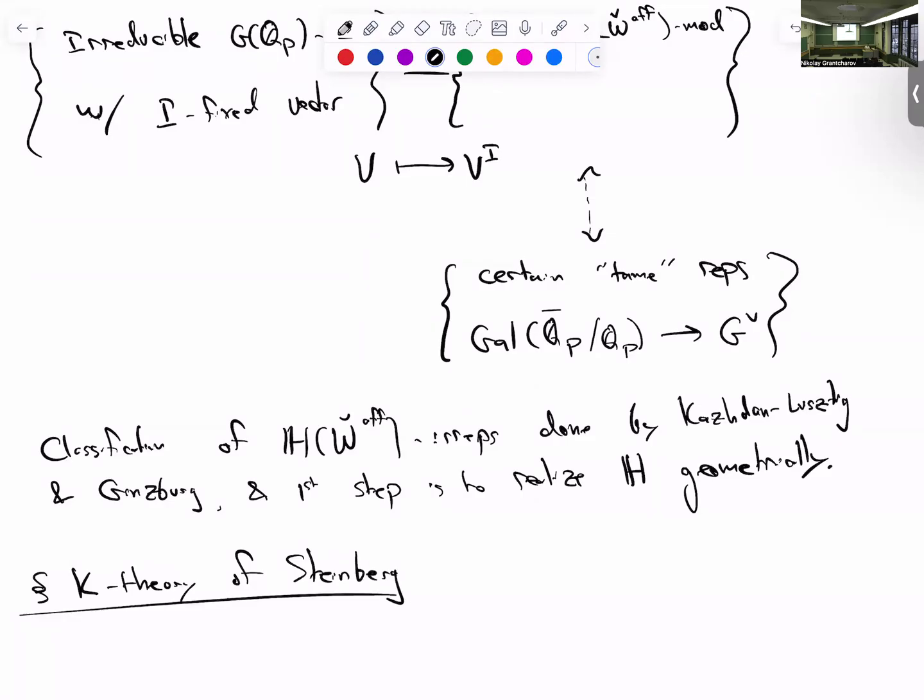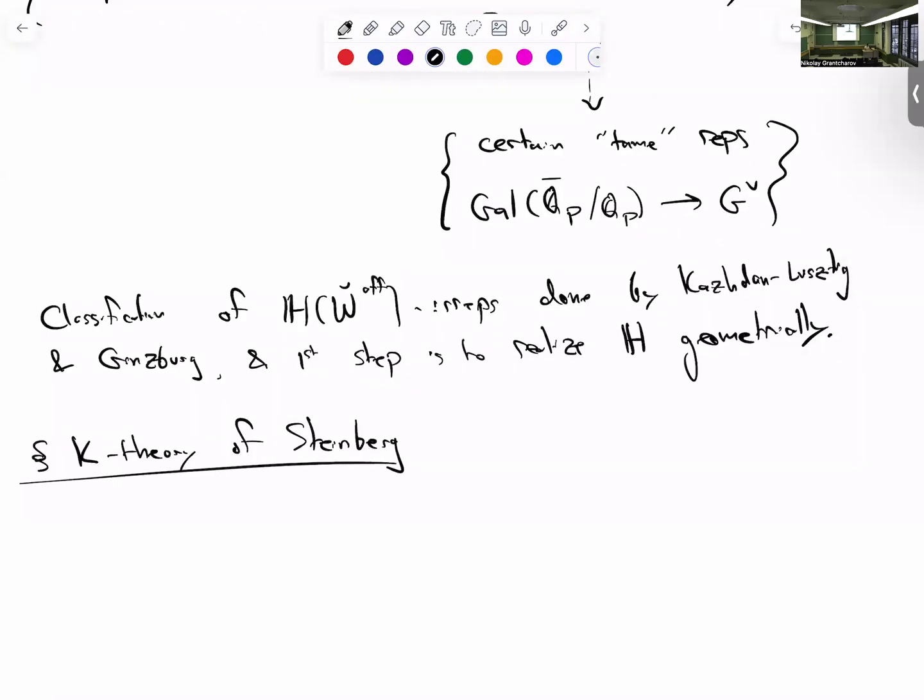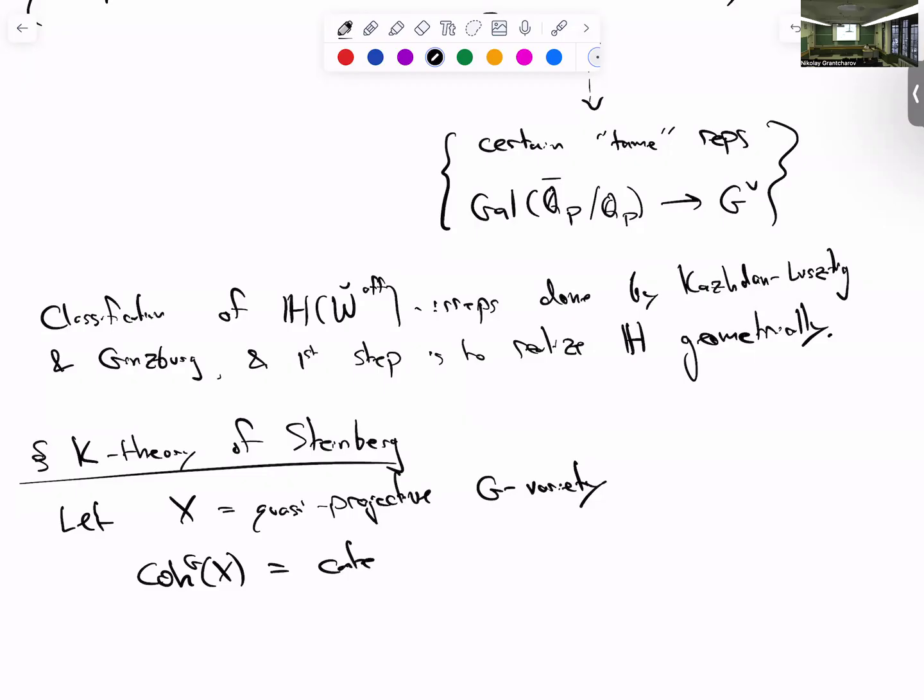Any questions? Okay, so here's the setting we're working with. X will be some quasi-projective variety equipped with a G action. So G is the same as before, split, reductive, linear, simply connected. And now we consider the category of coherent sheaves which are G equivariant.